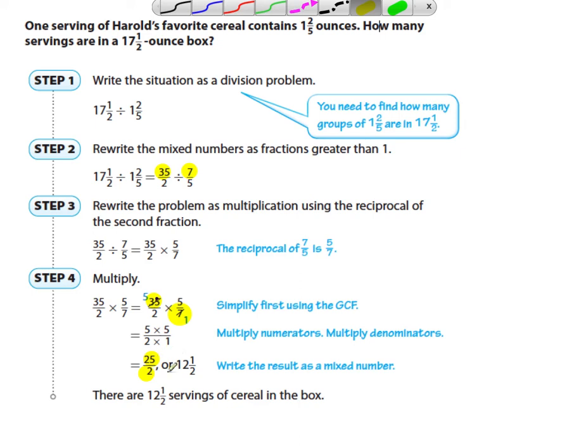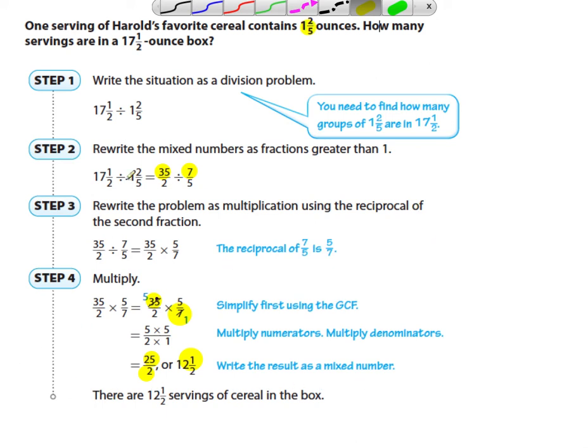So in order to go from an improper fraction to a mixed number, we divide the top number by the bottom number. 2 will go into 25 12 times. 2 times 12 is 24, so I subtract 24 from 25 and I get a remainder of 1. So I take that 1 and it goes in my numerator over my existing denominator. So 25 halves is the same thing as 12 and 1/2. So there are 12 and a half servings, and remember our serving size was 1 2/5 ounces of cereal in the box.